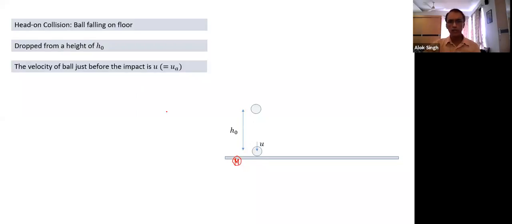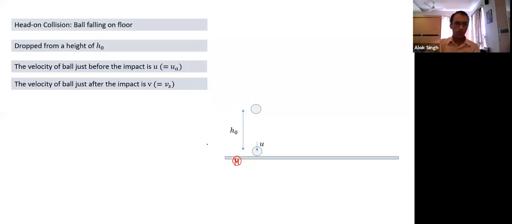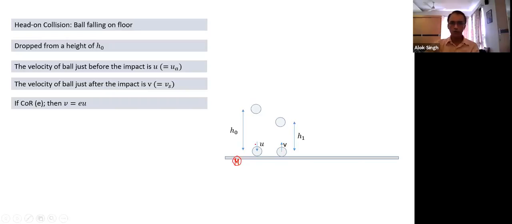So what is the velocity? Let's assume the velocity just before it hits the floor is u, which itself becomes the velocity of approach. And the velocity of the ball after impact, let's say, has become v, and this becomes the velocity of separation. How much will the velocity of separation be? In terms of magnitude, it will be equal to e times u. This is the velocity of separation.